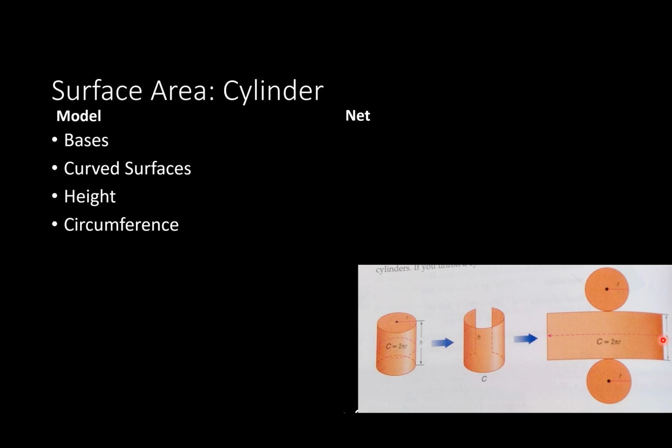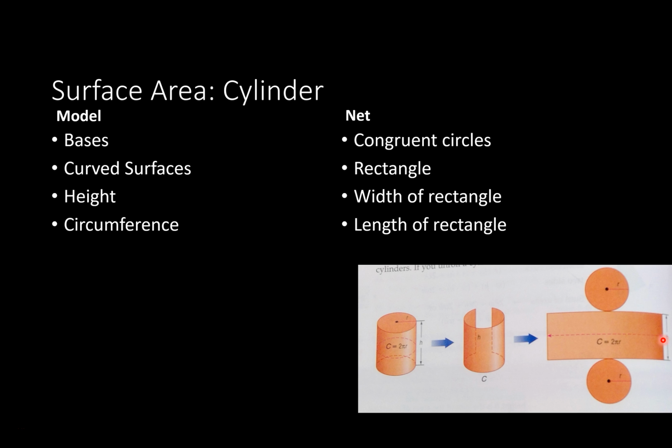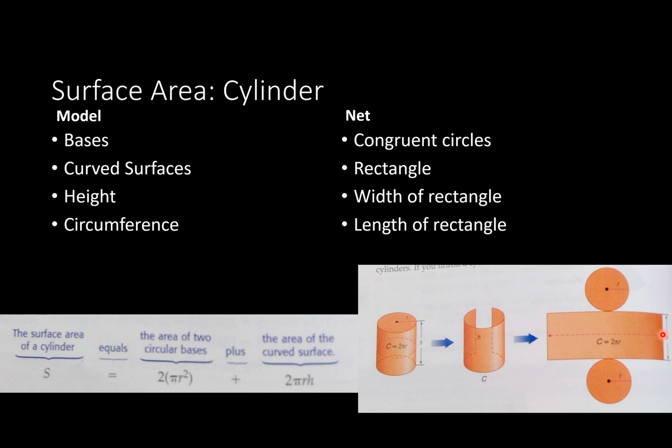And then circumference is going to be something else here. So the bases are 2 congruent circles. The curved surfaces are rectangles. So the height is the width of the rectangle, and the circumference is the length of. So the length from here, circumference is the length, the height is that. So when we add all those together, we'd end up getting our formula, which will look something like this.